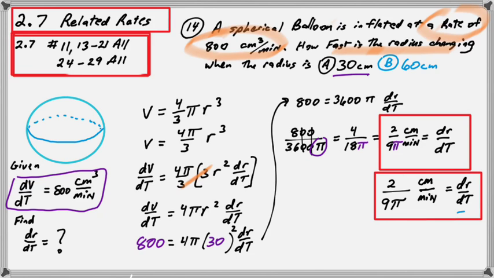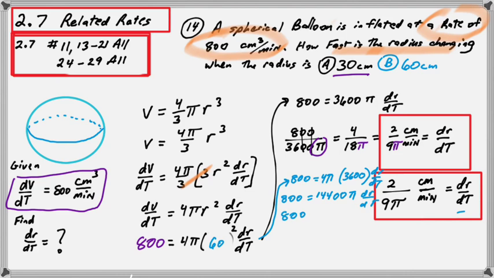Now, to do part B, all you're going to do is replace the radius of 30 with 60 for part B. So for part B, you would have 800 equals 36, double the zeros, dr dt. So that's 800 equals 36 times 4, 144, 2 zeros, pi, dr dt.